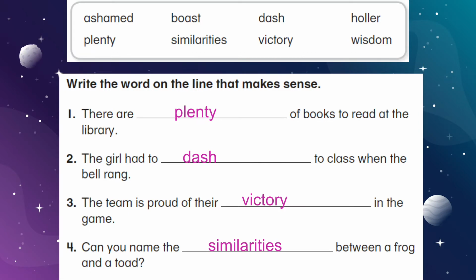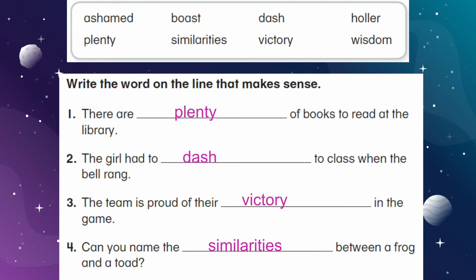2. The girl had to blank to class when the bell rang. She had to holler to class, boast to class. She had to dash to class. 3. The team is proud of their blank in the game. Proud of their ashamed, proud of their similarities, proud of their victory in the game.